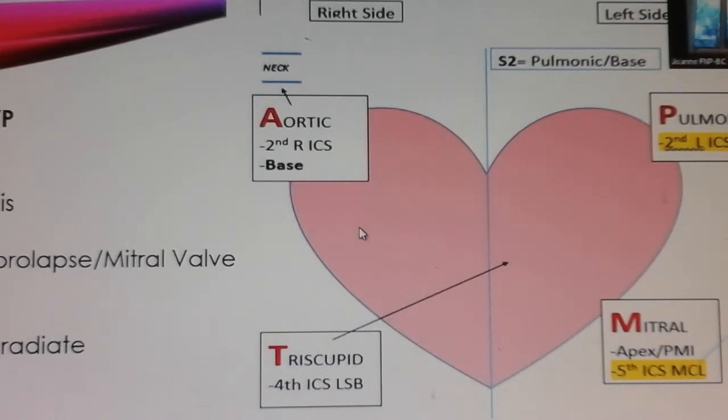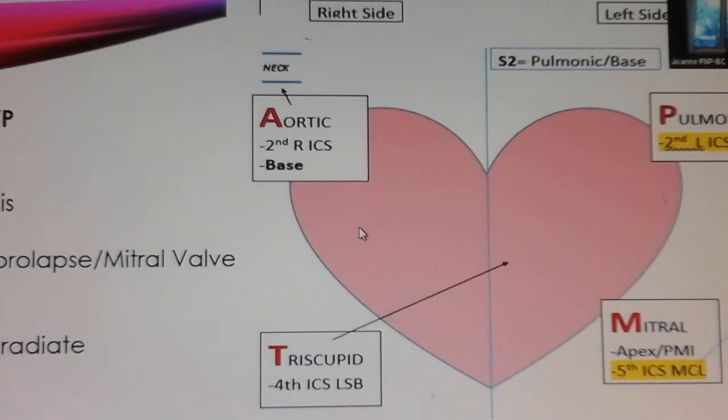Let me ask you this. Is an S2 split sound normally found on inspiration or expiration? If somebody has an S2 split sound, is that found on inspiration or expiration? Well, I hope you said inspiration. It increases in inspiration and disappears with expiration. And this is normal. This is fine. This is benign. This is all okay. So the S2 split on inspiration is okay.